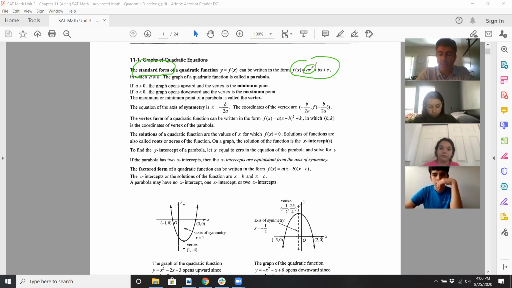So if a were 0, then if you have like y equals x plus c, that's just a linear function. Hey, Jonathan, welcome.